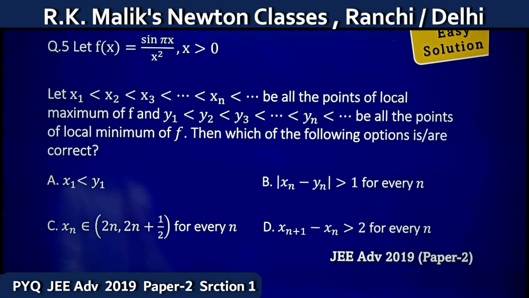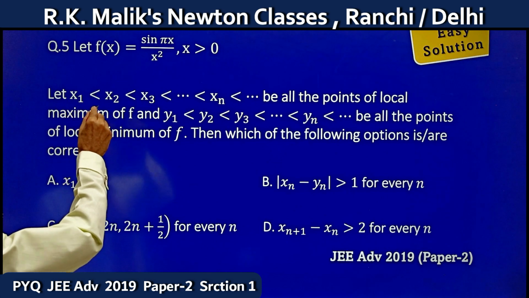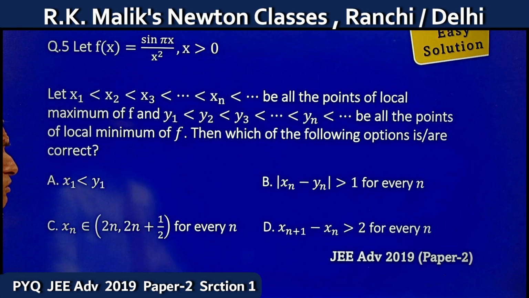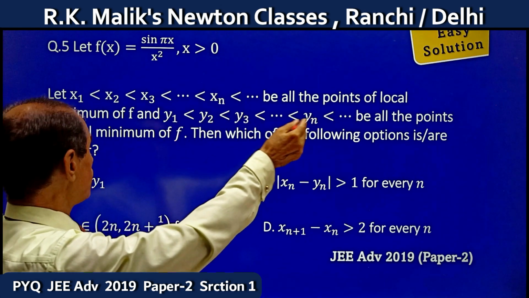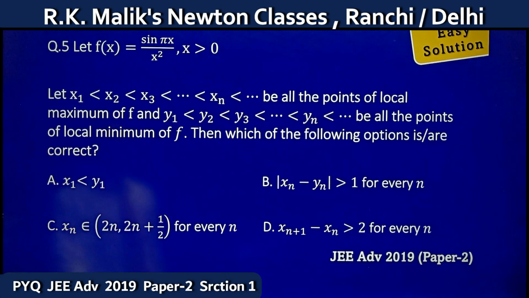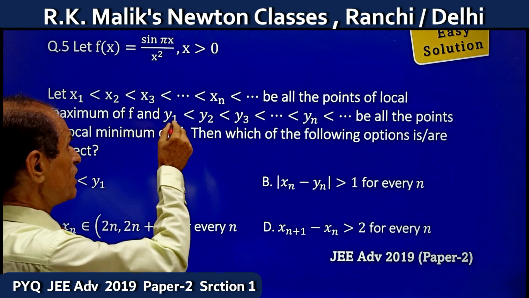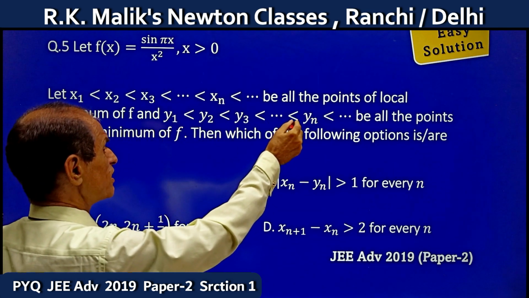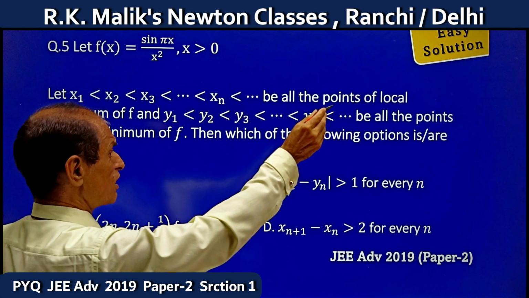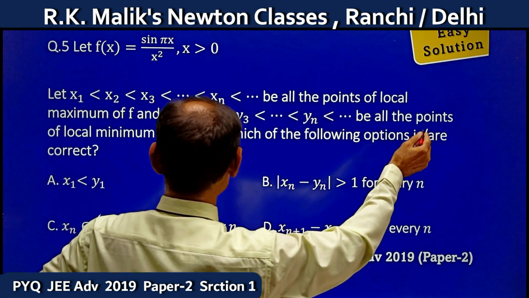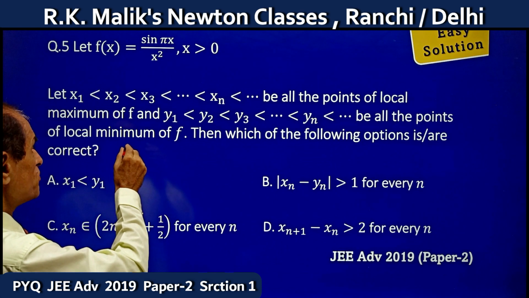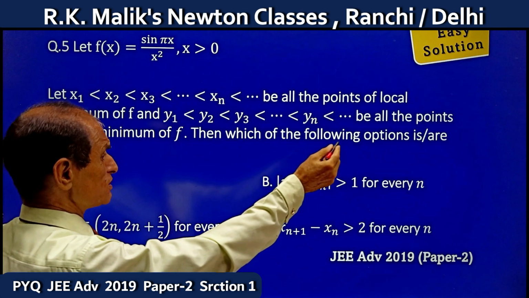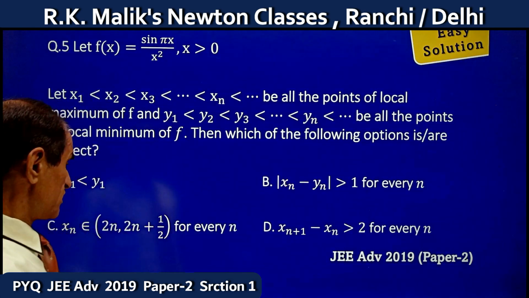In this question it is given that let x1 less than x2 less than x3 less than xn be all the points of local maximum of f, and y1 less than y2 less than y3 and so on less than yn be all the points of local minimum of f. Then which of the following options is or are correct?